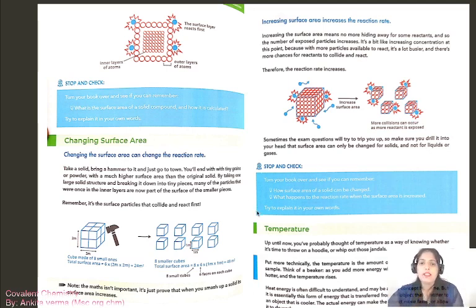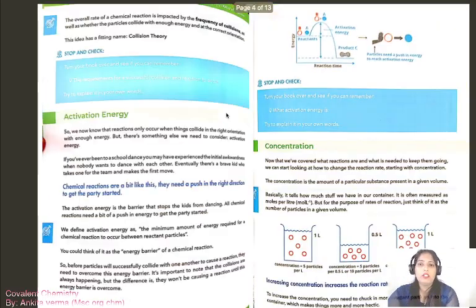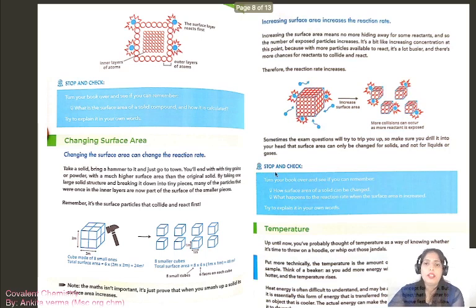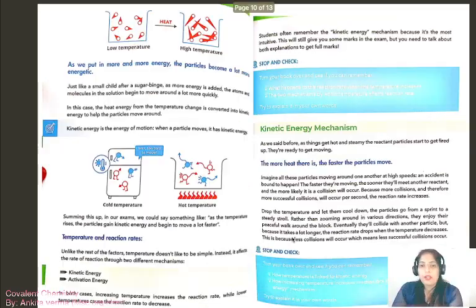Third thing is, first you must know about the concentration. Second is surface area, and third one is temperature. I don't think you will be unable to understand temperature. As we increase the temperature, the number of collisions increases, due to which the rate of reaction is also affected. So temperature always increases the rate of reaction.